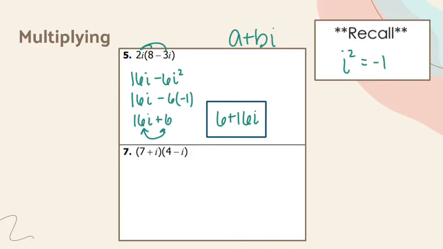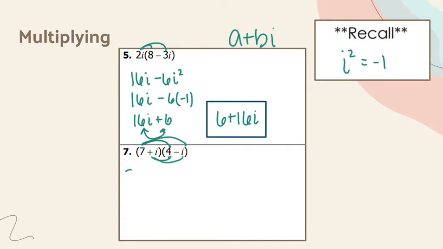On number 7, we have two complex numbers multiplied together. Number 5 was a pure imaginary number times a complex number. In this case, it's like multiplying binomials. You have to distribute the 7, then distribute the i.